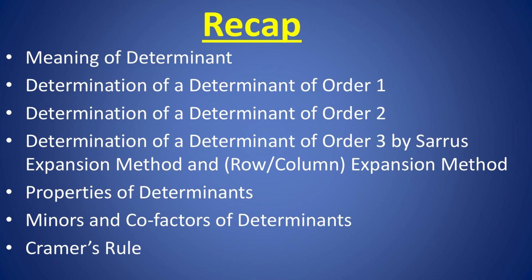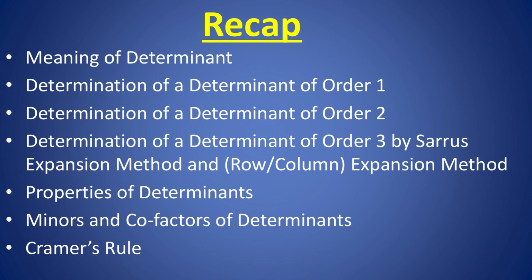We have also discussed 2 different methods to find out the value of a determinant of order 3. One is the Sarrus expansion method, another one is the expansion method by any row or column. Next, we have covered the different properties of determinants, the 6 properties that we have discussed, where we can use these properties to simplify our calculations and make quick calculations for determinants.